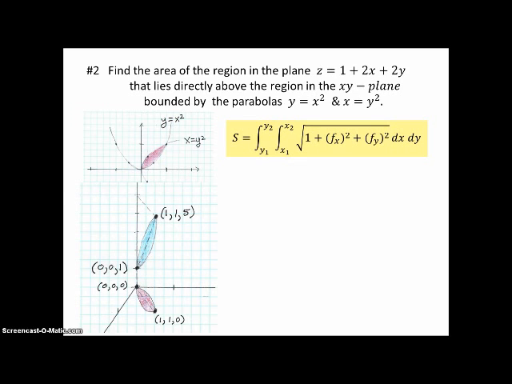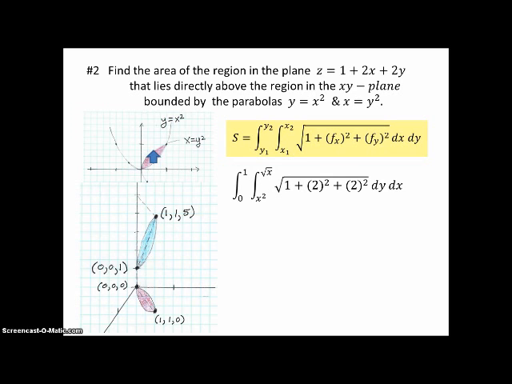So here's my handy-dandy integral formula for surface area. And I'm going to integrate with respect to y first. You could do it either way, but I'm going to use the fact that it's vertically simple to set up my integral. You could do it the other way too, if you wished. So I'm going to integrate with respect to y first. So the inside limits in the iterated integral are from x squared up to the square root of x. That's how y moves. And then x is going to move from 0 to 1.